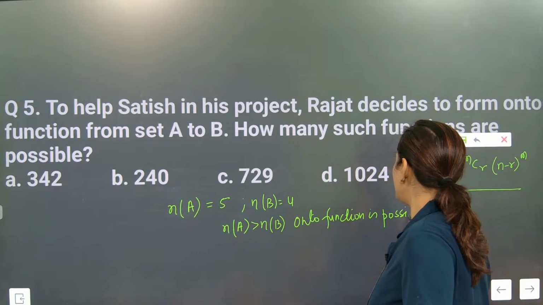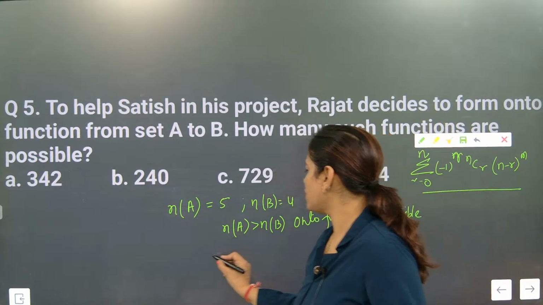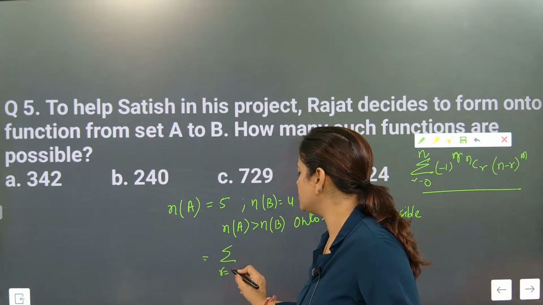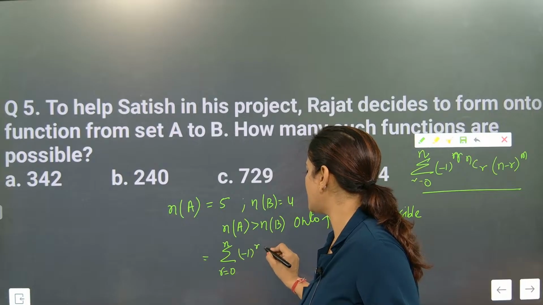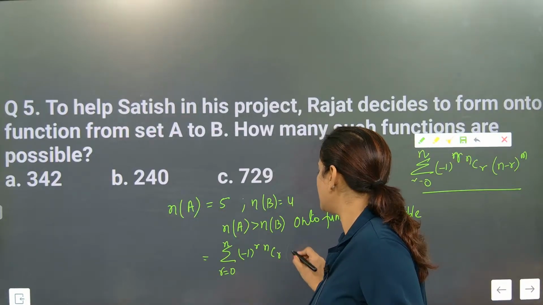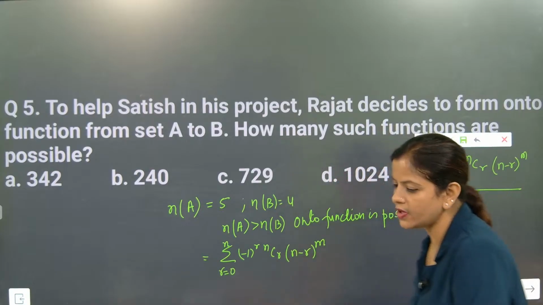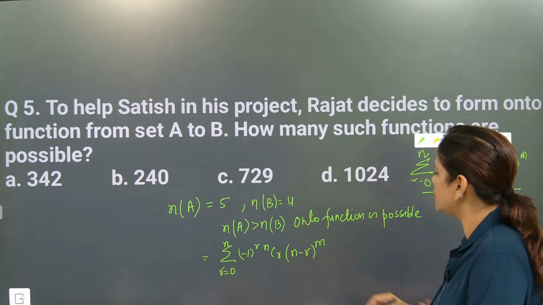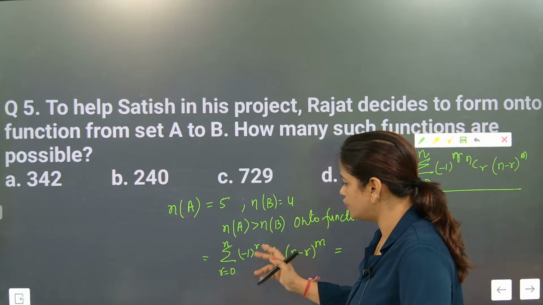Understood? Then how many onto functions are possible? The formula is the summation of r equal to 0 to n of (-1) to the power r, nCr, (n minus r) to the power m. This is the formula. So here, one by one, you need to just put in values.